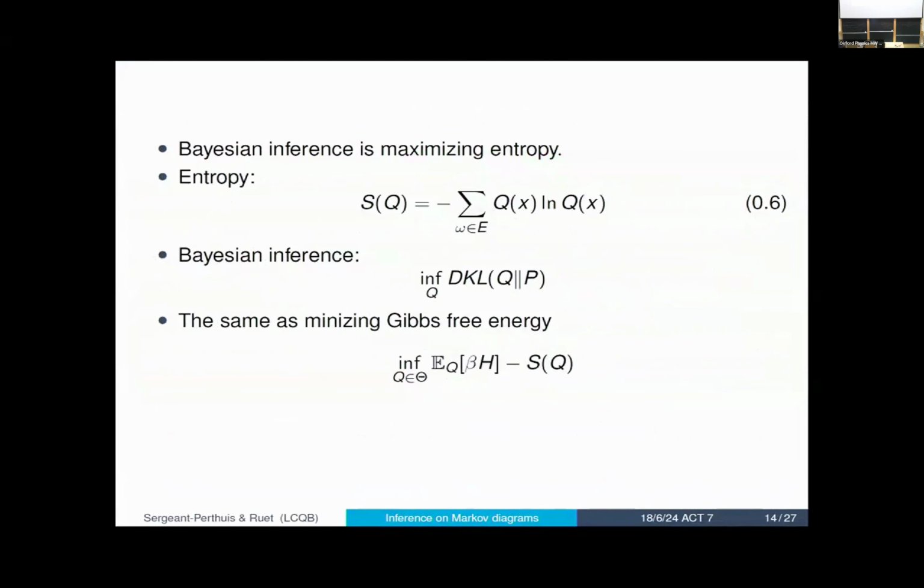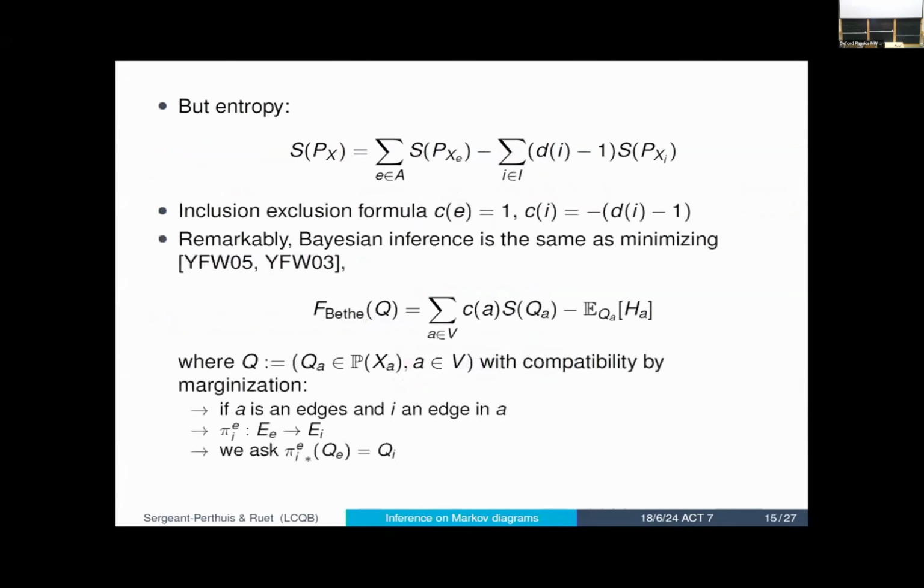Now, interestingly, when you want to do inference, Bayesian inference is simply minimizing a Kullback-Leibler divergence, which is the same thing as maximizing an entropy under a constraint on the expectation of energy. So, okay, this is known. You want to do inference on a graphical model, you just need to do this. But in fact, entropy can be broken down into terms that depend only on the marginal distributions. And here you see appear something nice, which is the inclusion-exclusion formula. You do not want to count more times. You want to take out the number of times where the intersection of two edges appears, because you don't want to overcount them.